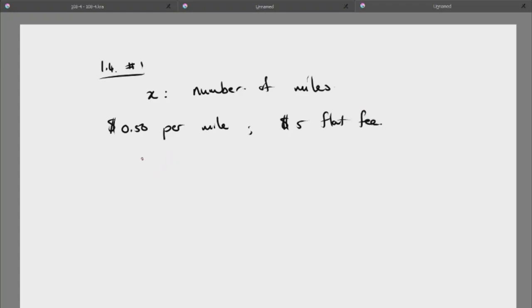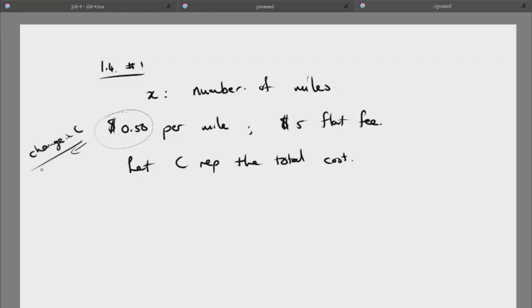So I need to define a letter. I don't want to use y always. Let's go C for cost. Let C represent the total cost. So I want to find the cost function. But I realize that this is already a change in cost per change in x, because it's per mile. So for every 1 mile, I'm charged 50 cents. So that means that this is the slope m.